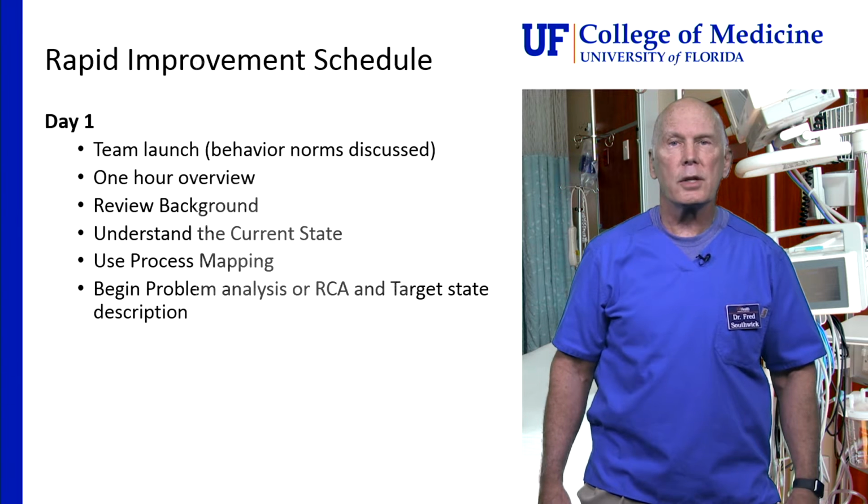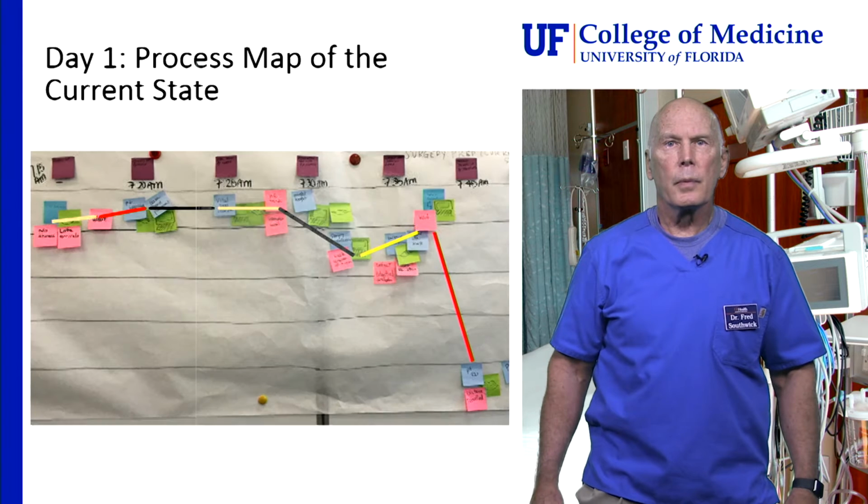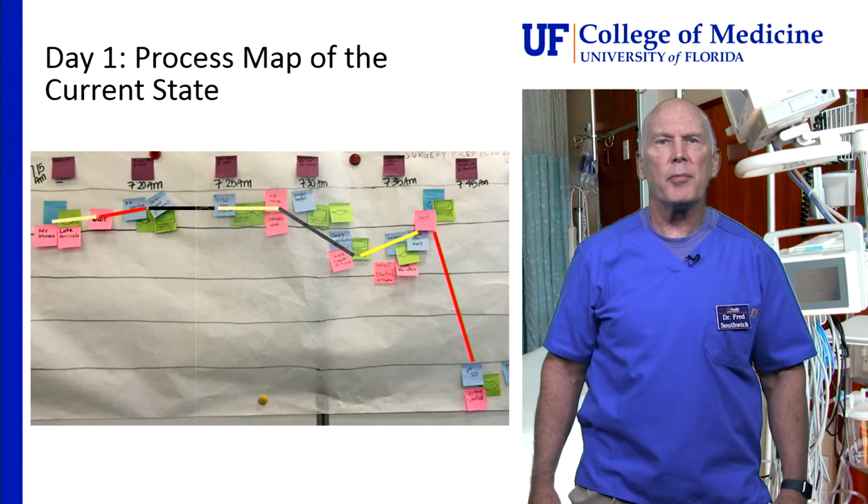Following the team launch, the facilitator and process owner should provide a 1-hour overview, reviewing the background, describing the current state. The overview should be followed by creation of the current state process map, and using this map, the team should begin problem solving, root cause analysis, and begin to envision the target state.